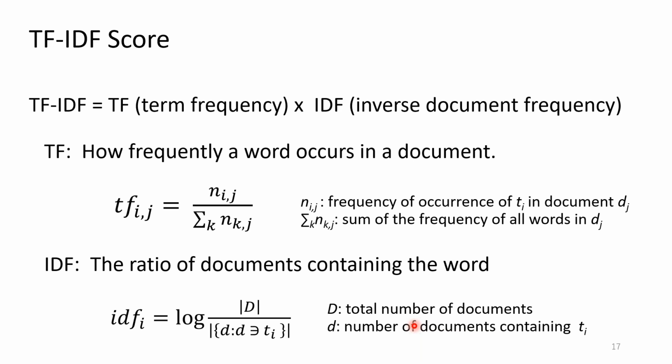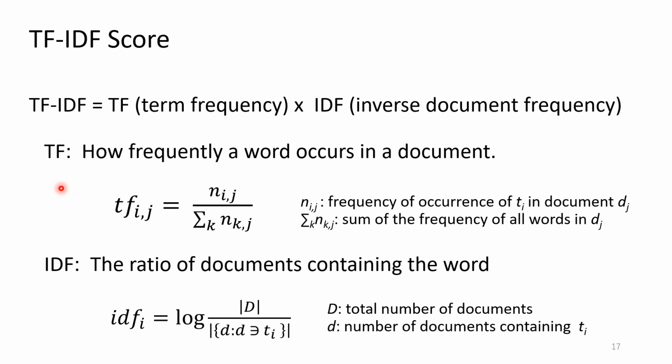The tf-idf score measures the relative importance of every word in the corpus. It will be high for words which are used frequently only in a document, but not in other documents. And the score will be low for words which are used frequently in most of the documents.